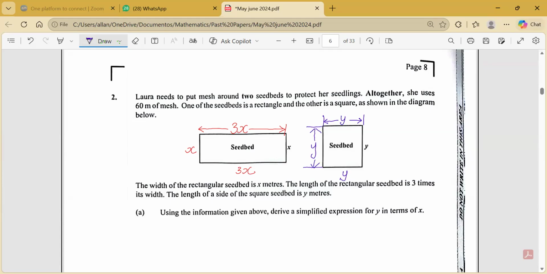All right. Use the information given above to derive a simple expression for y in terms of x. I want a simple expression for y in terms of x.